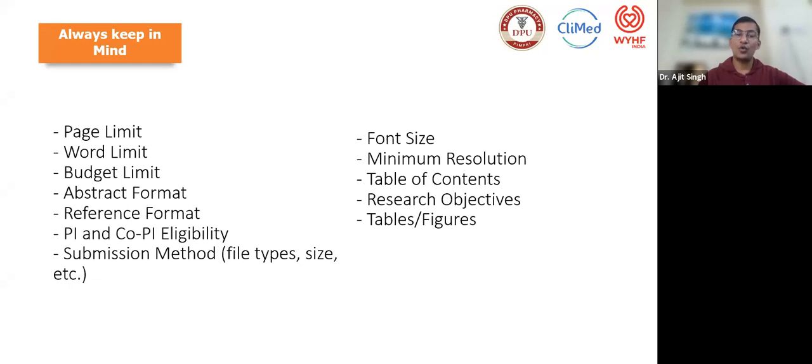Then PI and co-PI eligibility, you should read the instructions carefully. What eligibilities must be there, what kind of PI and co-PI should be involved in the project. And then submission methods, file sizes, file types, as I told you. Then font size, what should be the resolution of pictures and tables, and write the table of content clearly. Keep all the abbreviations below the tables. Those things are very important to keep in mind when you're writing a proposal, because these things attract the reviewers to give you the funds.